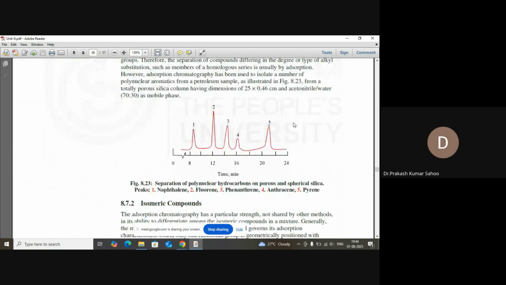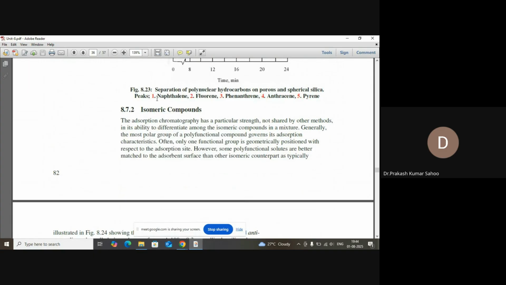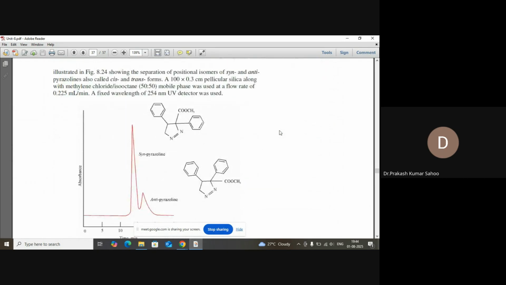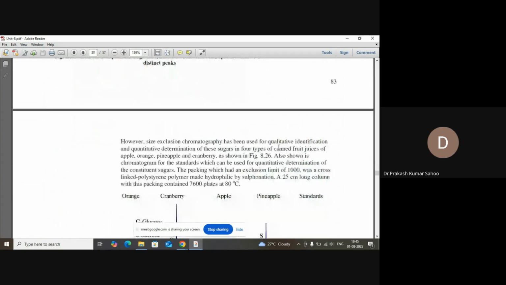Polyaromatic hydrocarbons like naphthalene, anthracene can be analyzed here, between naphthalene, chlorine, phenolphthalein, anthracene, pyrene, these are all your polyaromatics. Then isomeric compounds, where two compounds are isomers of each other, that may be syn isomer or anti-isomer. So this can be separated. So sugar in polymer drinks.